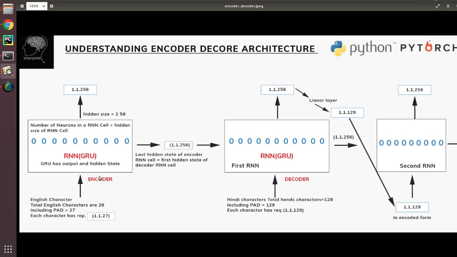I guess the Hindi characters are 128. These are the numbers I have written, including the pad, so the total vocabulary of Hindi becomes 129. The input to the first decoder cell is 1, 1, 129, and the output is 1, 1, 256, because the hidden size of the RNN encoder and decoder is the same. Then I need some kind of linear multiplication to convert that output to 1, 1, 129, because this is the input to the next decoder cell.